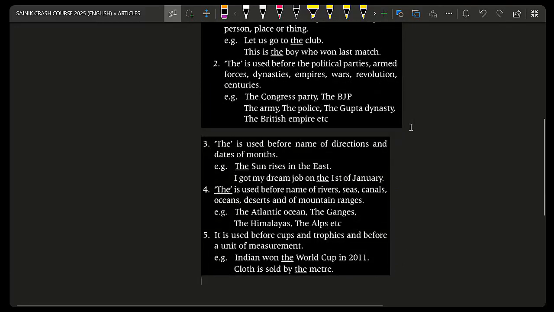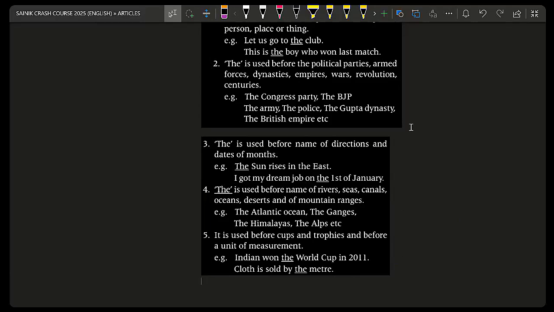The is used before names of directions and the dates of months. The sun rises in the east. See, the sun is a unique thing for us, so we are using the. I got my dream job on the 1st of January. Specific date. Before the specific dates also we use the.